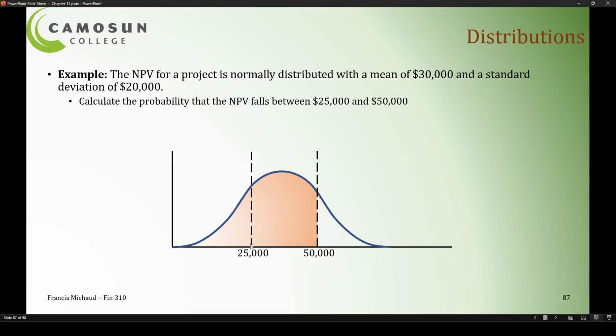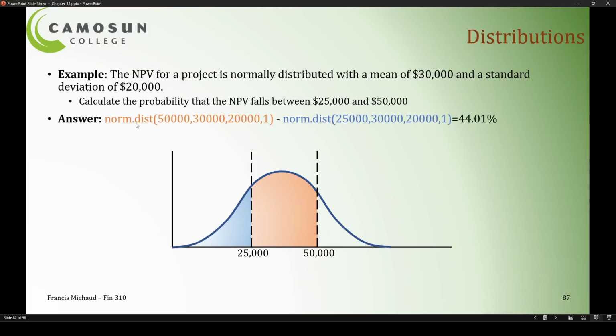Okay, and I have 25,000 here, and I can use the norm.dist function in Excel with 25,000 as an input to calculate all of this area here. So what do I need to do? Well, I want the orange area minus the blue area, right? If we go back, I want all of this area minus this area here.